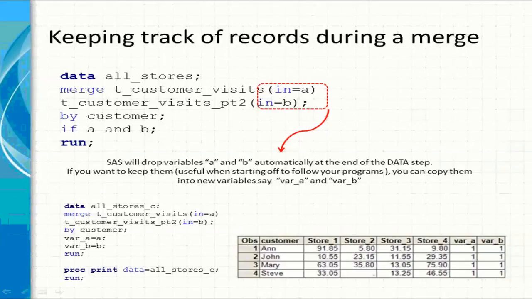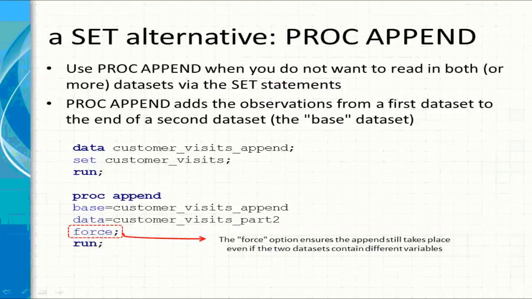Now, keeping track of records during a merge is something that you often want to do. You can do this by using the automatic variables that SAS generates when merging. In this case, using these automatic variables, calling them A and B, which tag observations that belong to each of the data sets. In this case, I'm doing an inner join, so I'm saying if A and B, which means only keep the observations where there is a match in those two data sets. And there you've got the example of how those var_A and var_B get handled.